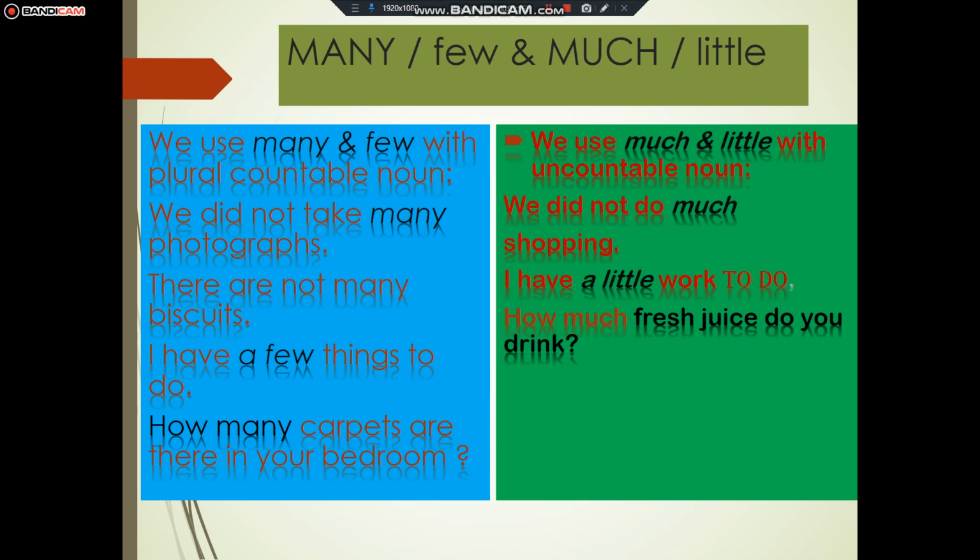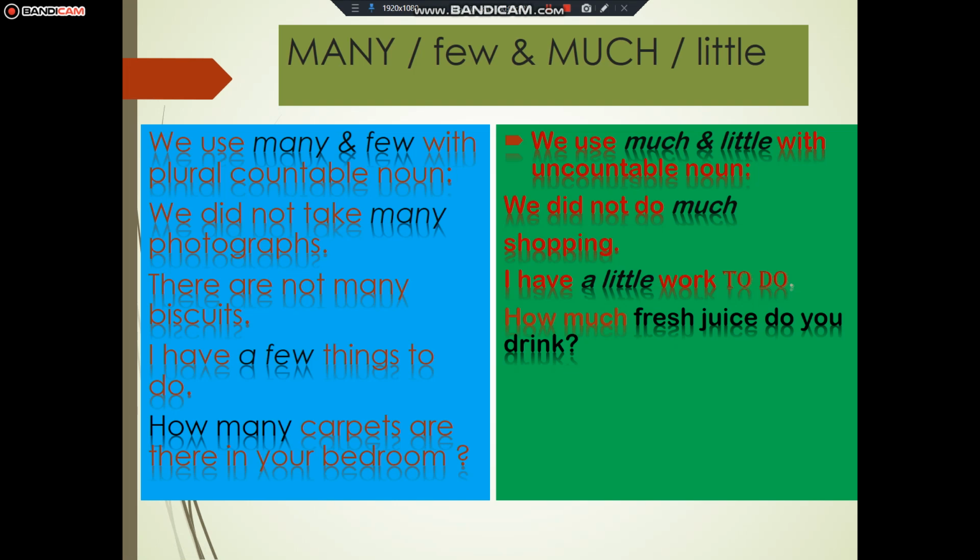With a question: how many carpets are there in your bedroom? Question mark. So guys, we can use many with negative, question, and affirmative or positive sentences. Okay guys, but to talk about what? To talk about large quantities.